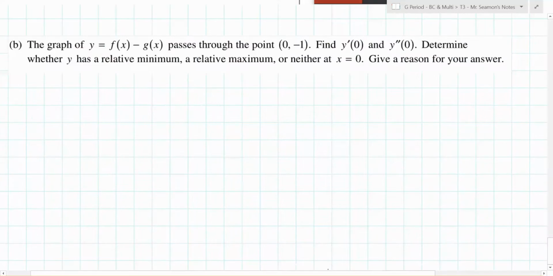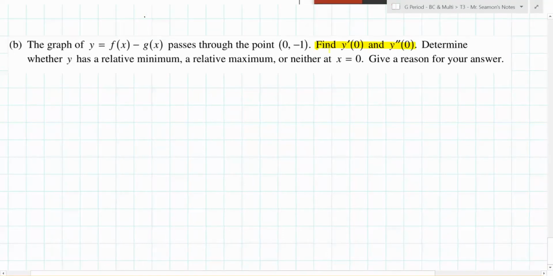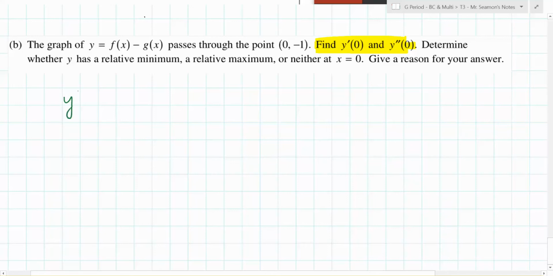What does it ask you to find? This is really important. What does it ask you to find? It literally says find these, right? So if y is equal to f minus g, what does y prime equal? f prime minus g prime of x, right? So y prime of 0 is equal to f prime at 0 minus what?